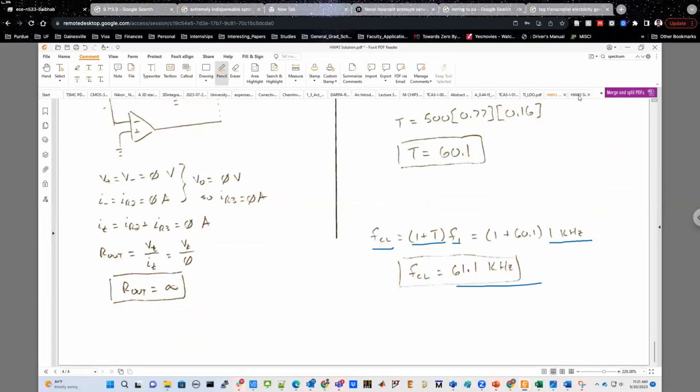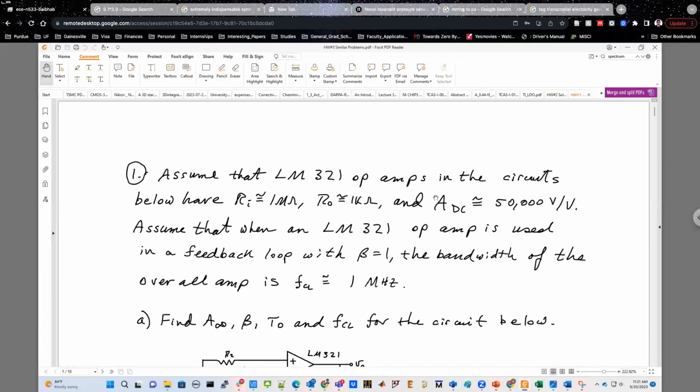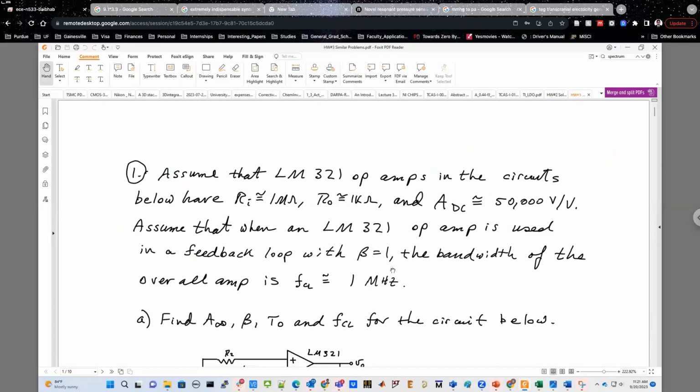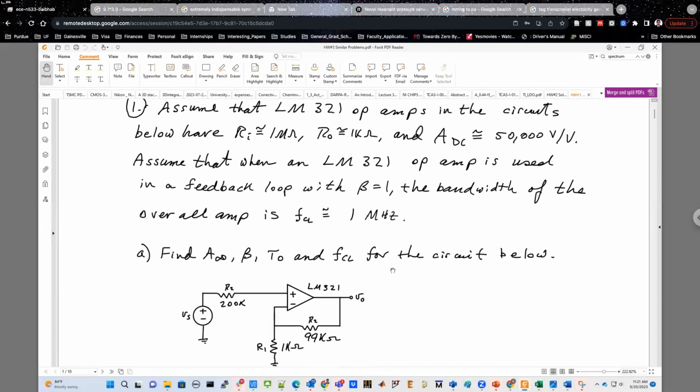All right. So let's quickly discuss some of the problems which are very similar to your homework 3. And I have uploaded this document in Canvas as well, so you can go over it and let me know if you have more questions. Here, again, you needed to find A infinity and other stuff. For example, R in, R out, A infinity, loop gain. But along with that, you wanted to find the closed loop bandwidth as well, which is something that we already looked at.